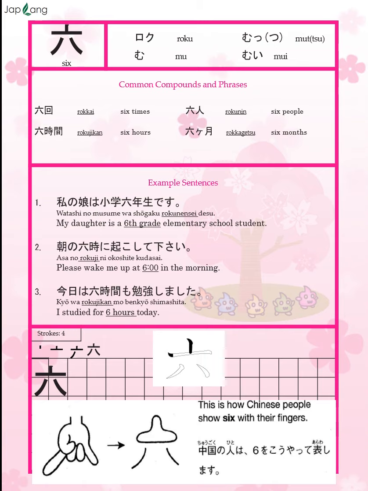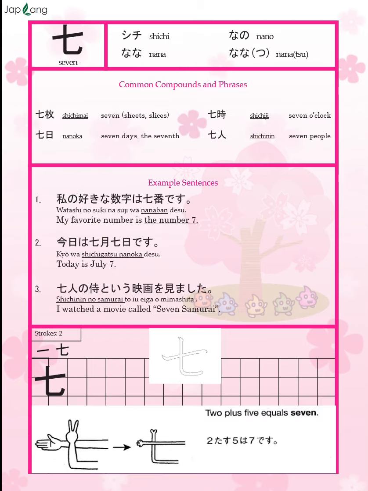Number 6 would be, this is how Chinese people show 6 with their fingers. You can say mutsu and roku. Mutsu is Japanese and roku is the Chinese reading. So rokkai is 6 times, rokuji is 6 o'clock, rokugatsu is 6 months. You can relate to the combination.